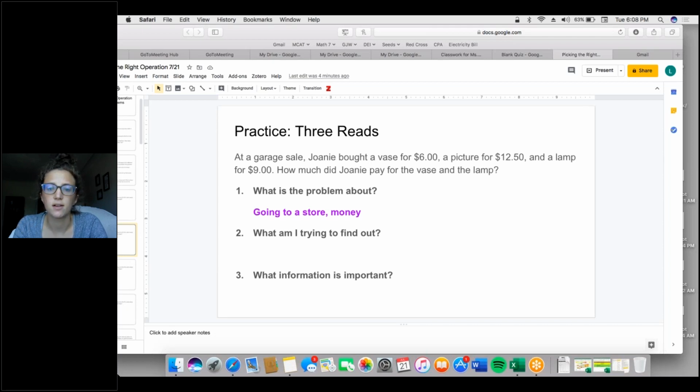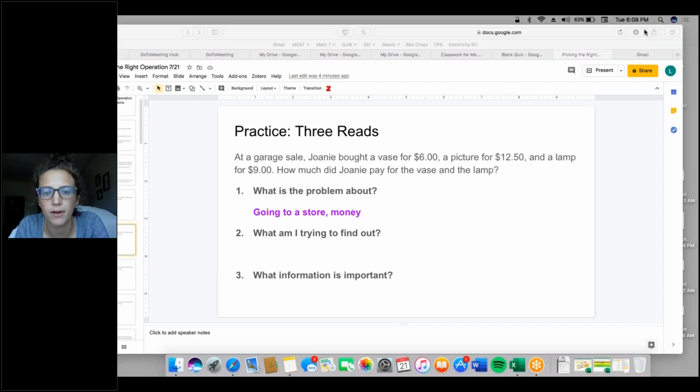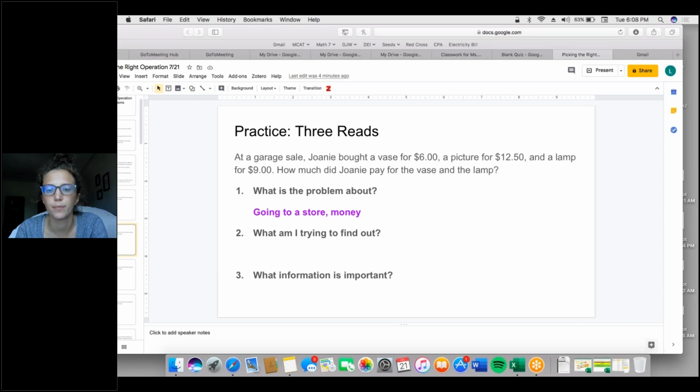This time I'm going to ask myself, what am I trying to find out? So I'm not going to pay attention to anything else in the question. I'm just looking for that one piece of information. It says, at a garage sale, Joanne bought a vase for $6 and a picture for $12.50 and a lamp for $9. How much did she pay for the vase and the lamp?